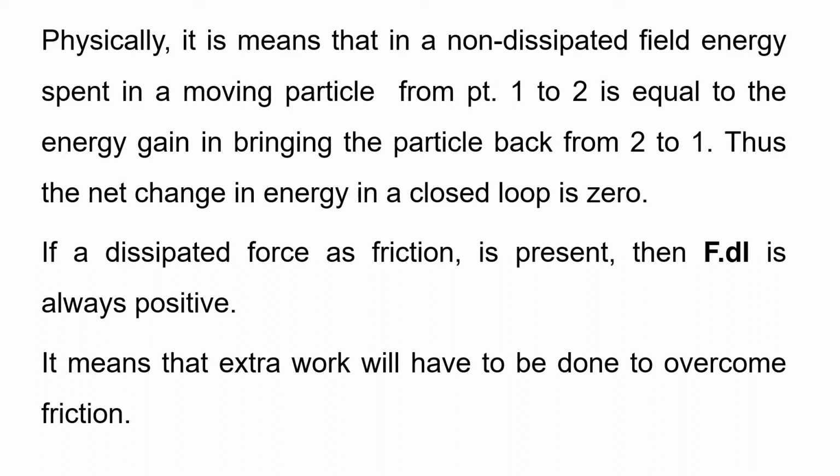If a dissipative force such as friction is present, then F dot dl is always positive. It means that if there is a dissipative force such as friction, there will be energy loss, so F dot dl will be positive. If F dot dl is positive and friction is present, extra work must be done to overcome the friction. So the loss of energy will be covered by the extra work done on the system.